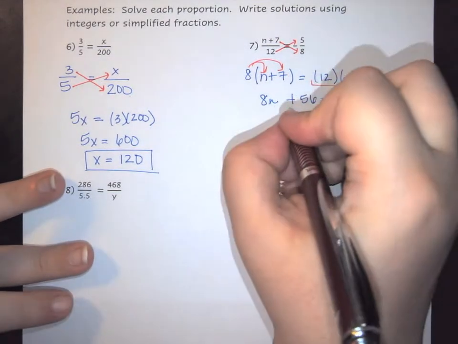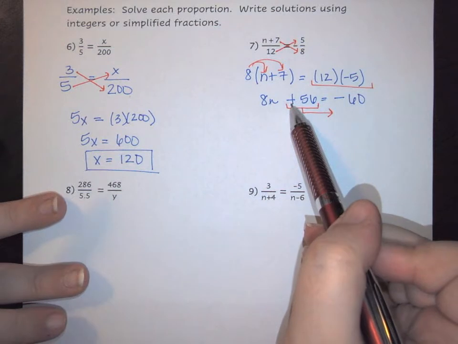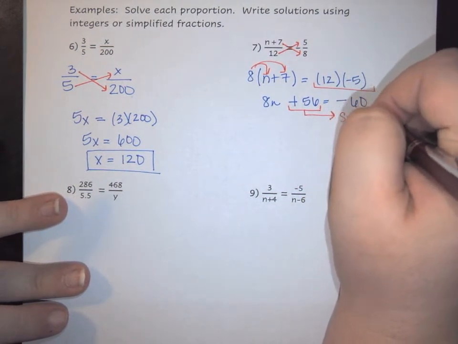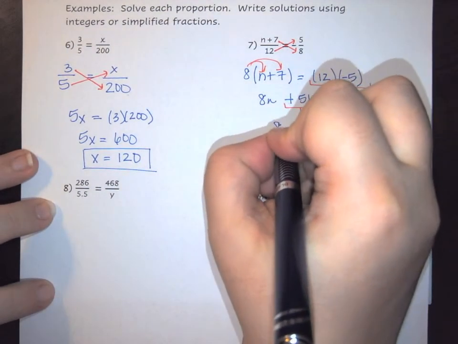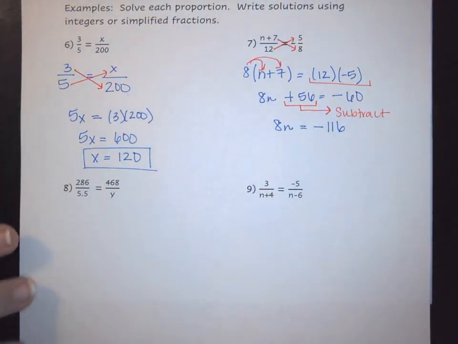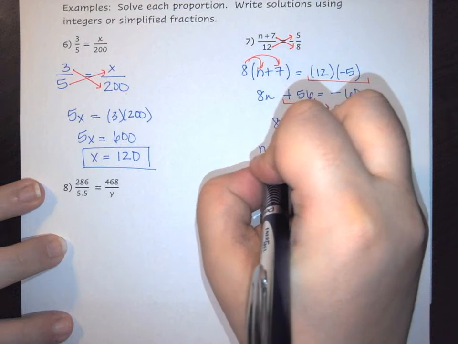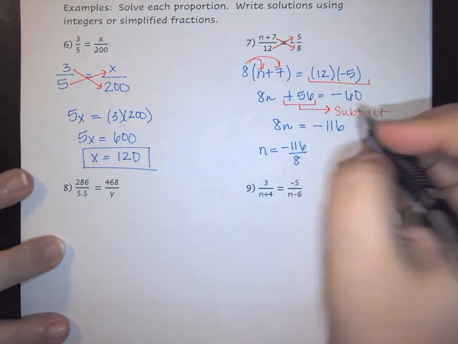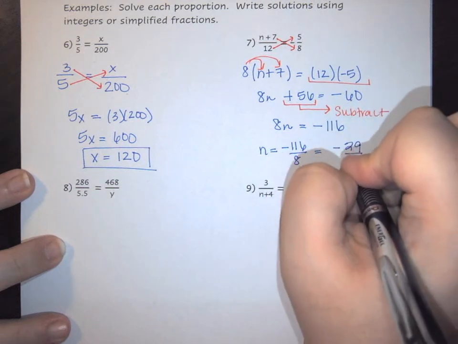We need to take this 56 and we need to move it across the equal sign. Because we're adding, to move it says we have to subtract. So here we're going to end up with my 8n is equal to -116. So we're going to divide everything by 8. So we get that n is going to be -116 divided by 8, which is going to reduce down to -29 over 2.